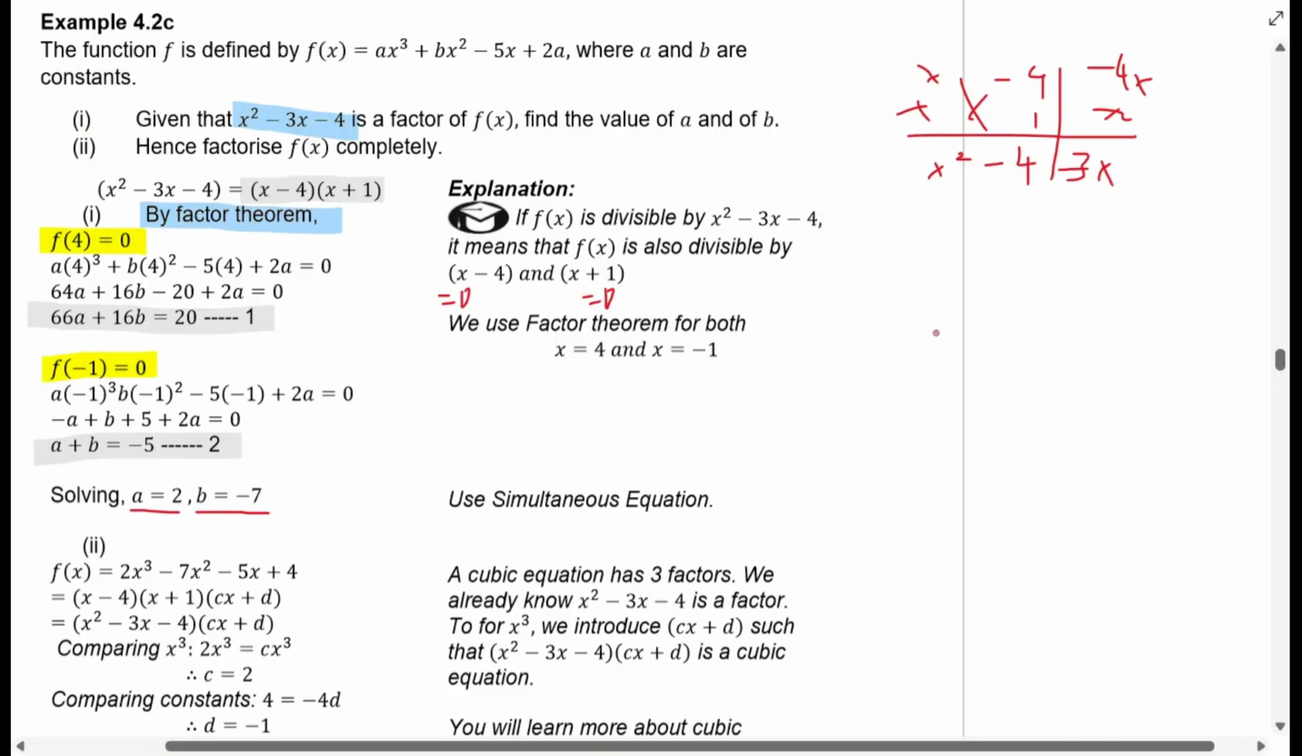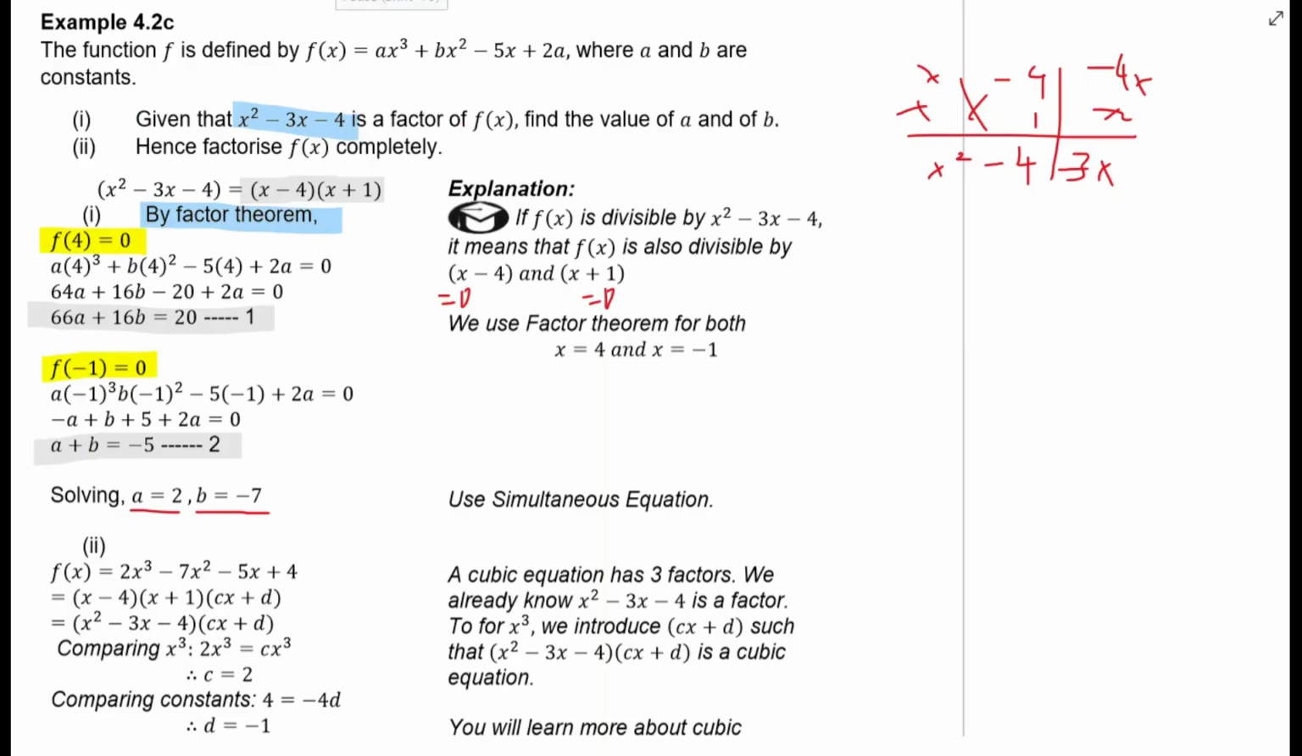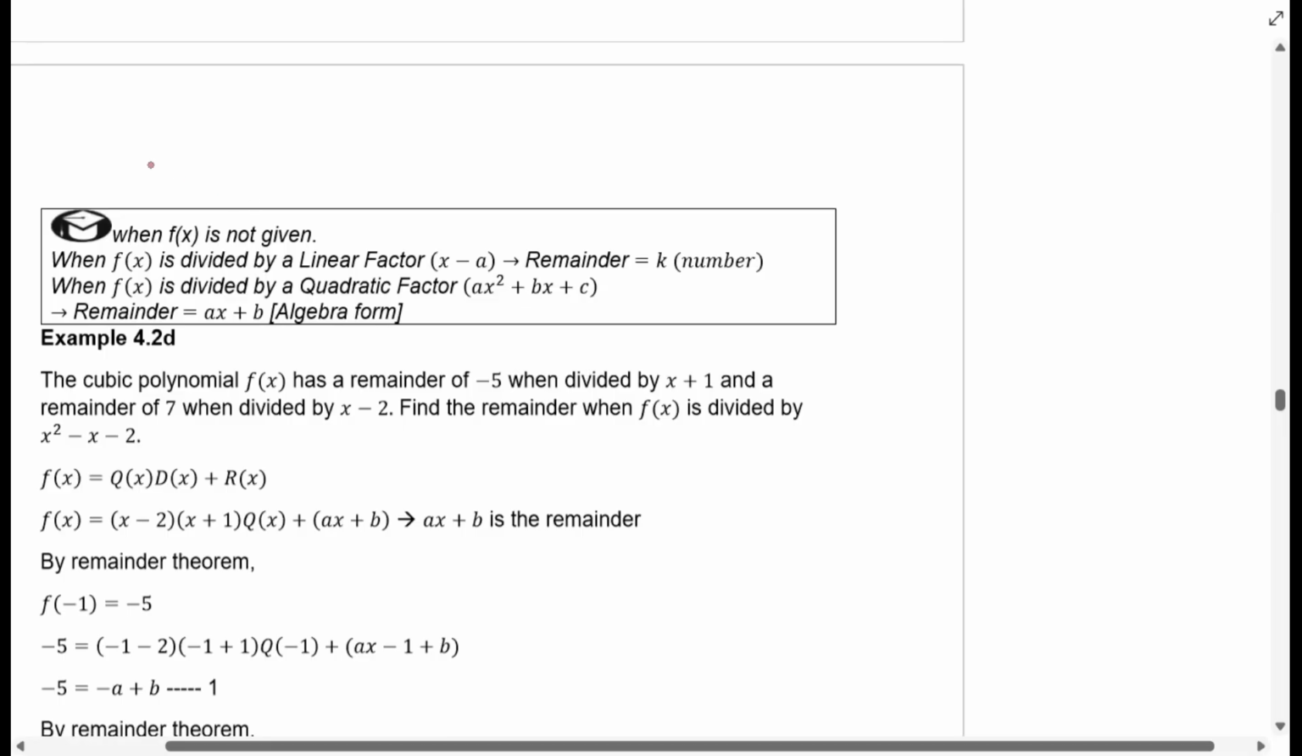So for now, let's skip part 2. I'll come back to it after we go through the section of factorizing polynomials. Now moving on to example 4.2d first. Please take note of what is written here. This is when f(x) is not given.